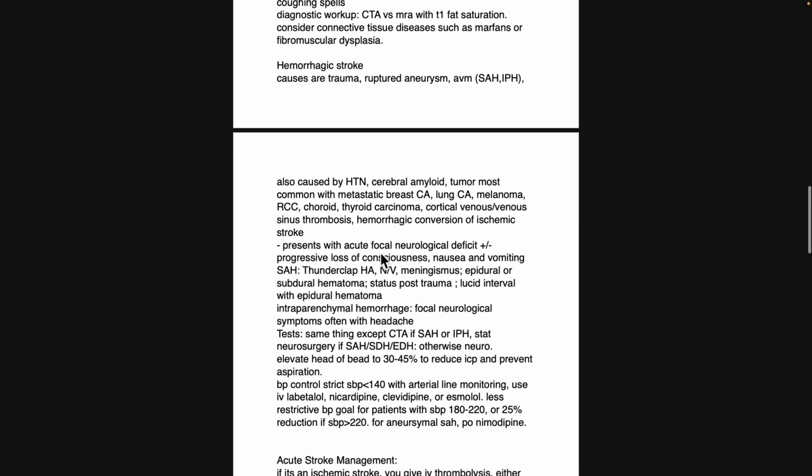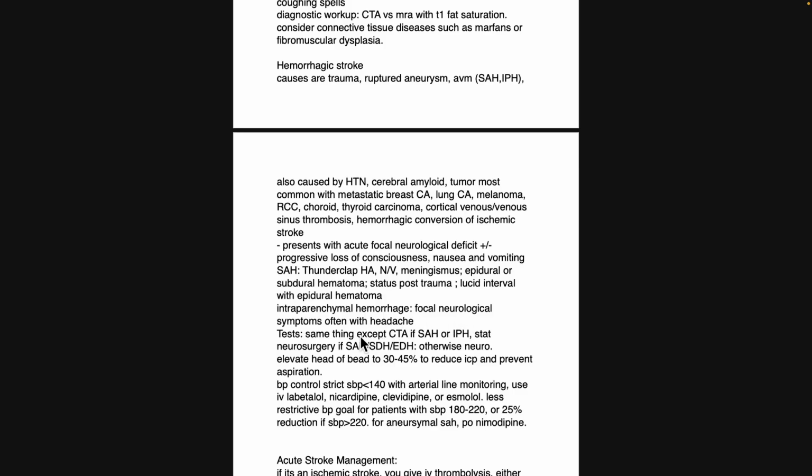You have an acute focal neurological deficit plus or minus progressive loss of consciousness, nausea and vomiting. Subarachnoid hemorrhage, you'll have a thunderclap headache, nausea, vomiting, meningismus. What is this? This is basically a Brudzinski sign, where the patient has their neck flexed, they experience flexion of their lower legs or pain. Epidural or subdural hematoma, status post-trauma, there's a lucid interval with epidural hematoma. Intraparenchymal hemorrhage has focal neurological symptoms often with headache.